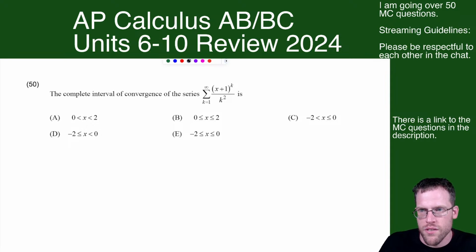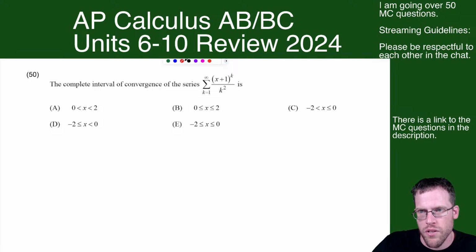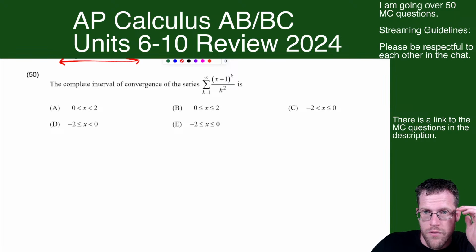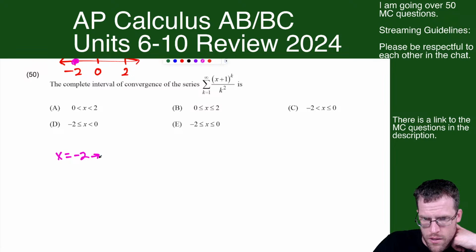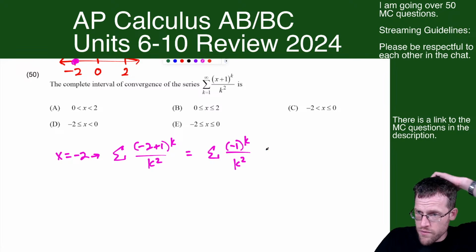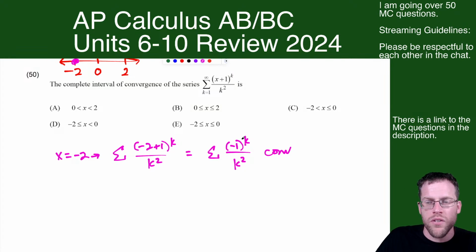So here, ratio test. All right, I'll show it the long way. You could just plug in, realistically. In the grand scheme of things, we're going from -2 to +2, and there's a 0 over here. So I would try plugging in the endpoints. I would plug in the point that's farthest to the left. If I plugged in -2 for x, I'm going to have the sum of (-2 plus 1) to the k over k squared. And this makes (-1) to the k over k squared, which converges. This is an alternating series where the terms decrease in magnitude to 0.